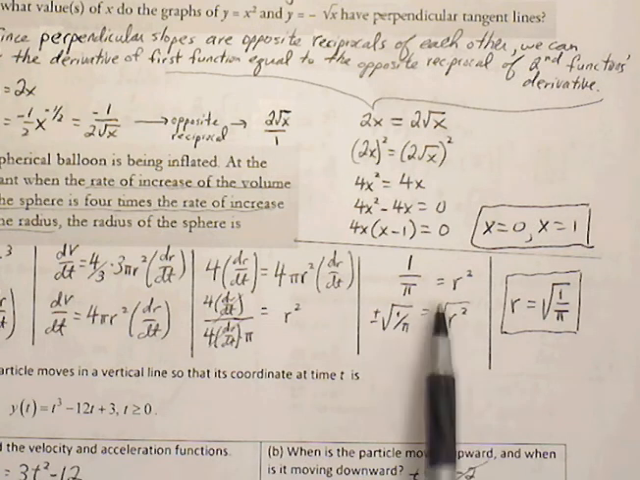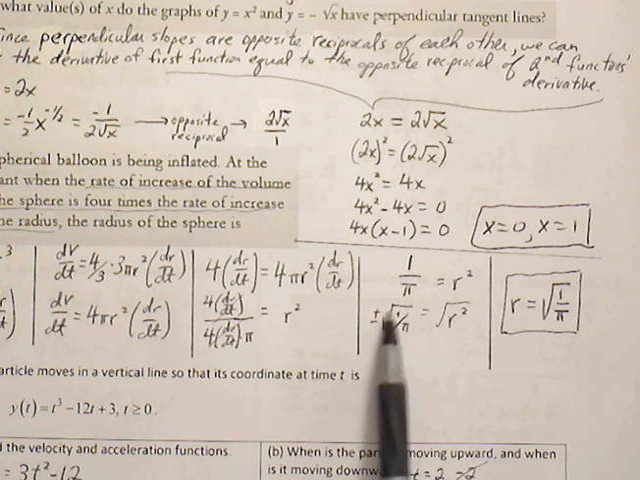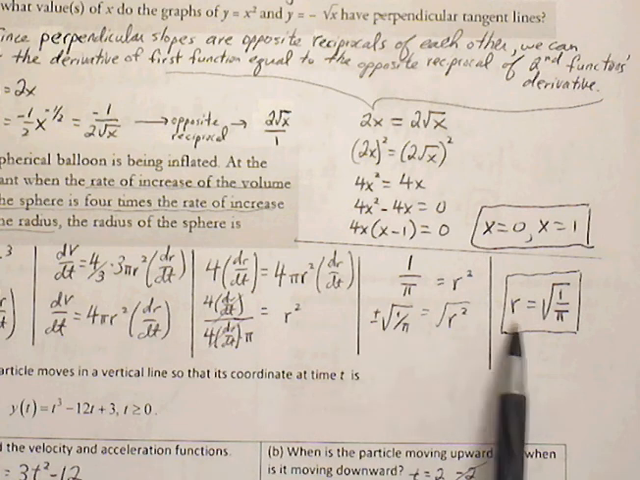To solve, we can just take the square root of both sides. So r is equal to plus or minus root 1 over pi. But the negative root of 1 over pi is not going to make sense, since r is a physical size. So it's only going to be the positive root 1 over pi.